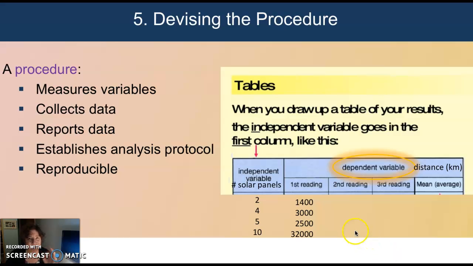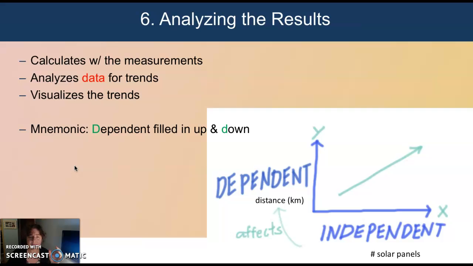But you can't look for it yet. You can't analyze your data yet. You just have to record your data and make sure that someone else can reproduce your data collection. Reproducibility is very important to the scientific method.